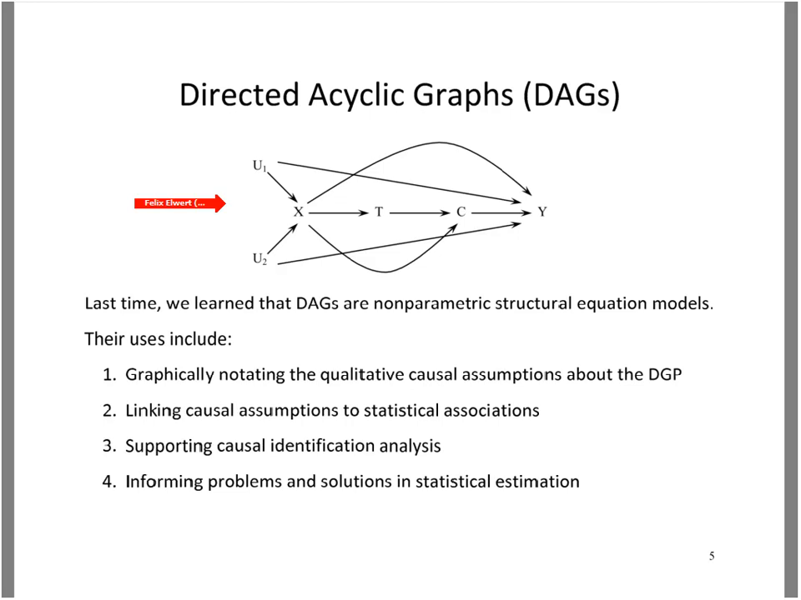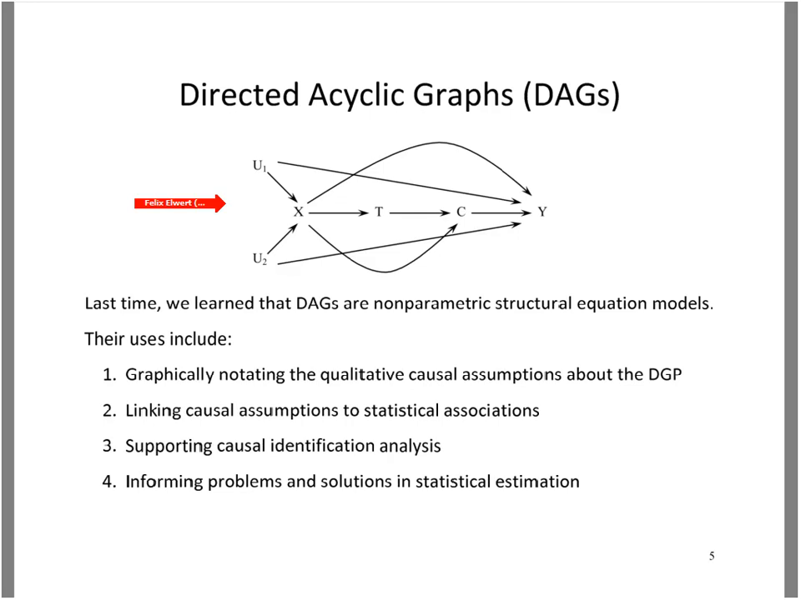We reviewed that these missing arrows are really important because they represent exclusion restrictions that help us justify any identification analysis. So we will meet a lot of missing arrows today in order to talk about solutions for identification problems.